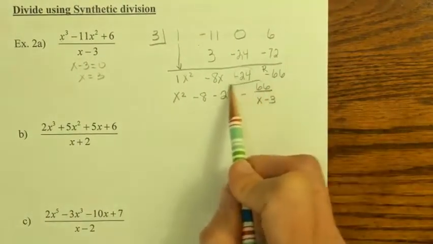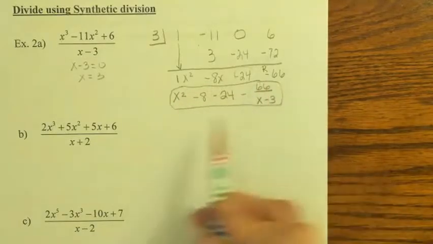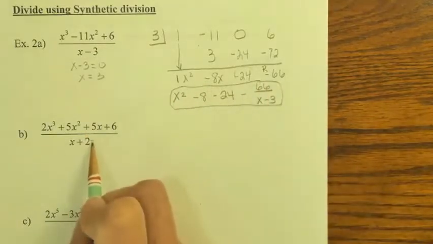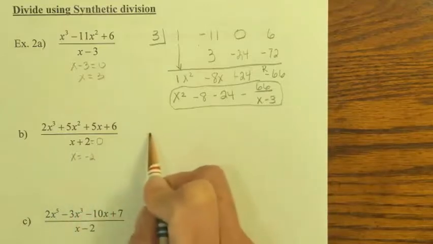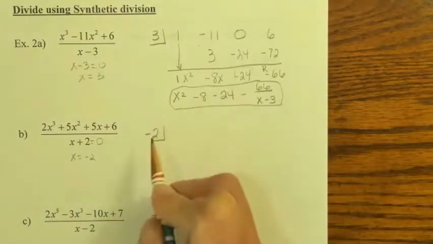So really easy. So this next one, I take my divisor, set it equal to 0, x would equal negative 2. So the negative 2 goes in the half box.